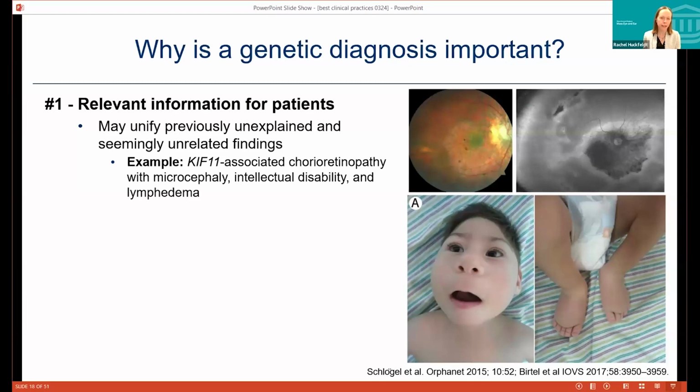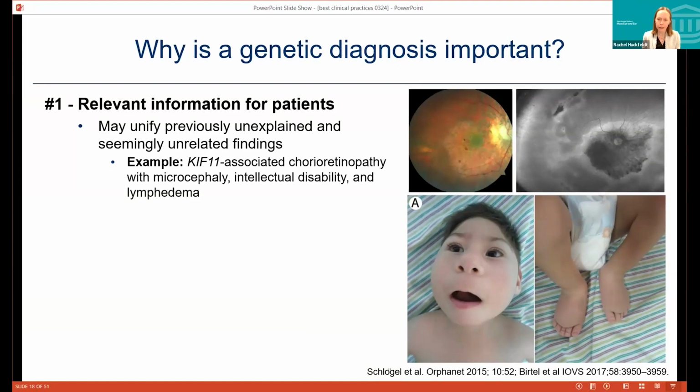If you aren't going to necessarily be able to give me a treatment right now because of my genetic diagnosis, why does it matter? And I have 3 general answers for this. One is just the immediate relevance of the information for affected individuals. We see over and over that people have scattered and unexplained and seemingly unrelated systemic findings in addition to their retinal disease that often have gone unanswered for many years.